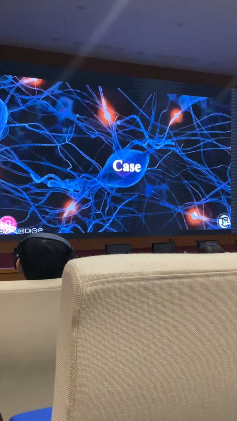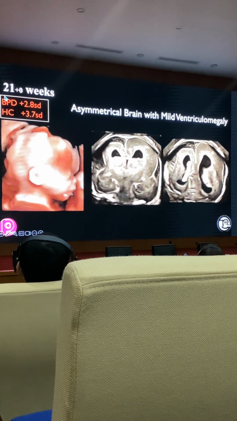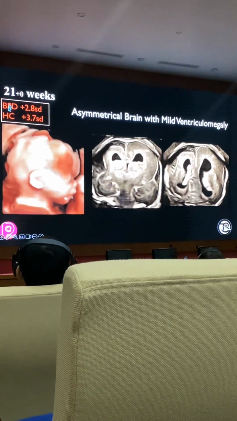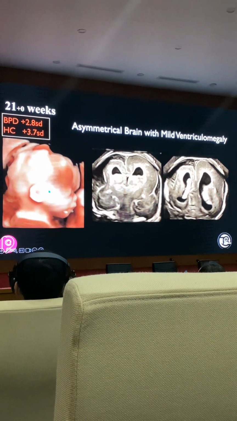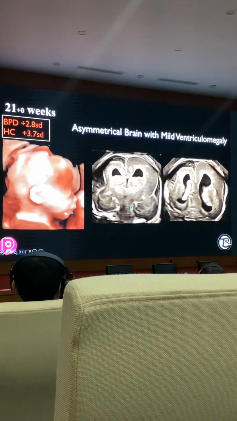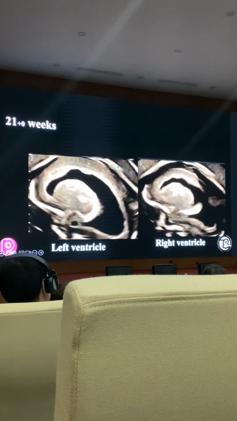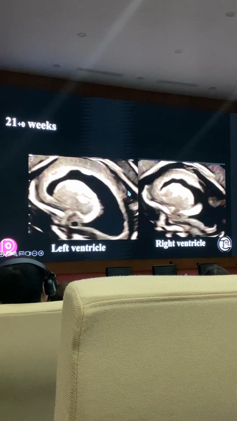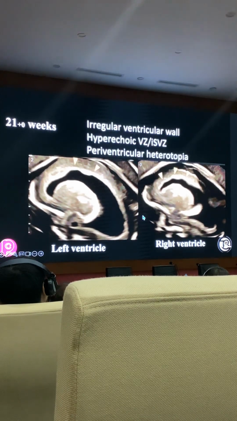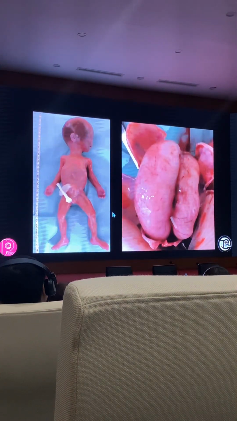And I would like to show you one case. At 20 weeks, BPD was minus 2.8 standard deviation and HC minus 3.7 standard deviation. And here you can see the asymmetrical brain structure and polygyria. And this is the abnormal irregularity of the lateral ventricular wall. And this is a periventricular heterotopia, and we did amniocentesis, but everything was normal. However, they decided to terminate the pregnancy.